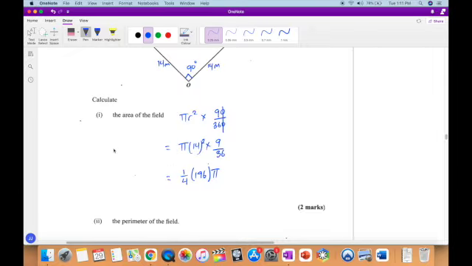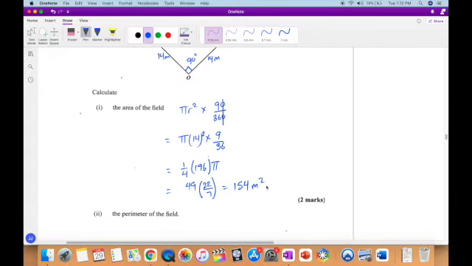Okay, good. So I will do the pi thing now. 196 over 4 is 49. So that means that 49 is being multiplied by 22/7. So the answer will end up being 154 meters squared. So that's the area of the field, right?